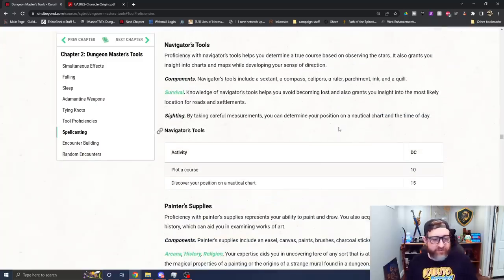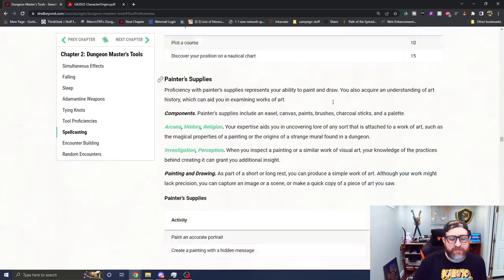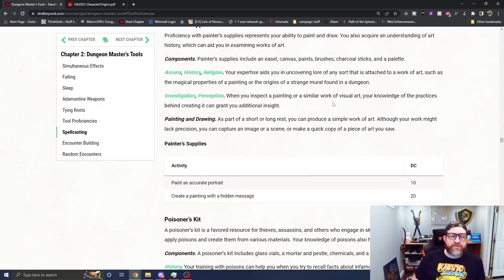Navigator's tools, survival. A knowledge of navigator's tools helps you avoid becoming lost and also grants you insight into the most likely location for roads and settlements. Painter's supplies, Arcana, history, religion. Your expertise aids you in uncovering lore attached to works of art, magical properties of any paintings, and origins of strange murals found in a dungeon.